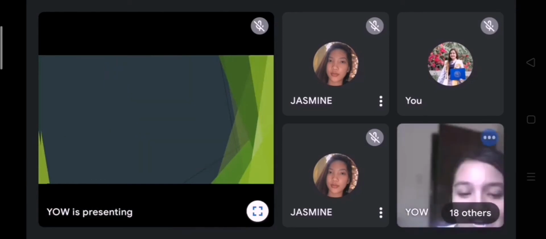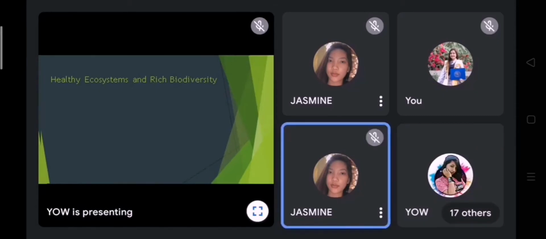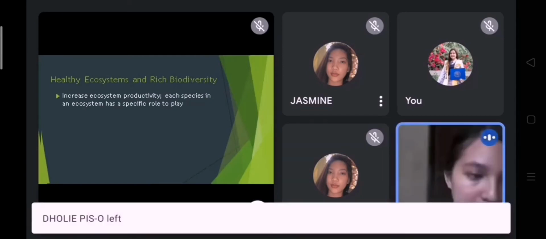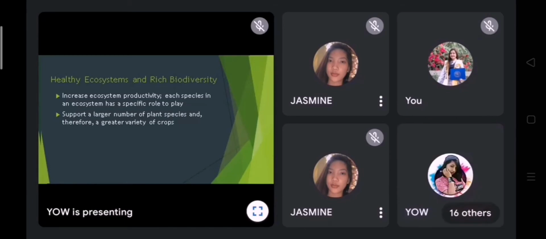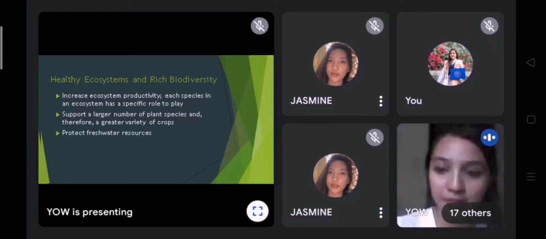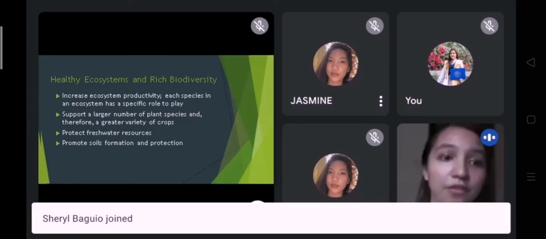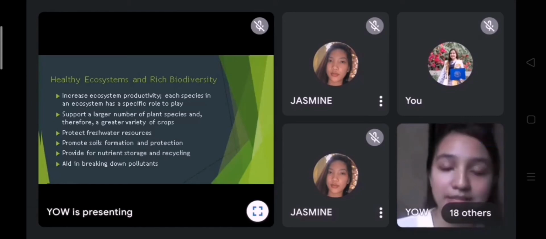Alright, so next is healthy ecosystems enriched biodiversity. So, what does it have to do with having a healthy ecosystem enriched biodiversity? Okay, so if we have both, then our ecosystem will increase its productivity, wherein each species in an ecosystem has a specific role to play. It supports a larger number of plant species and therefore a greater variety of crops, protects freshwater resources, promotes soil formation and protection, provides for nutrient storage and recycling, and aids in breaking down pollutants.